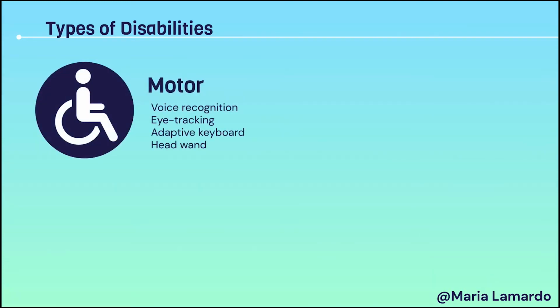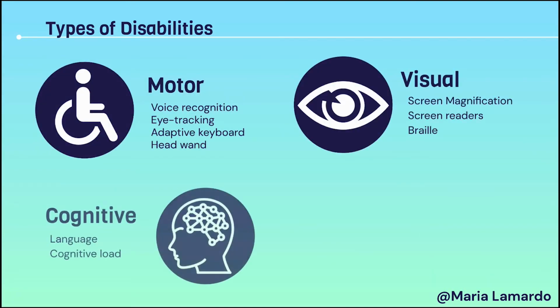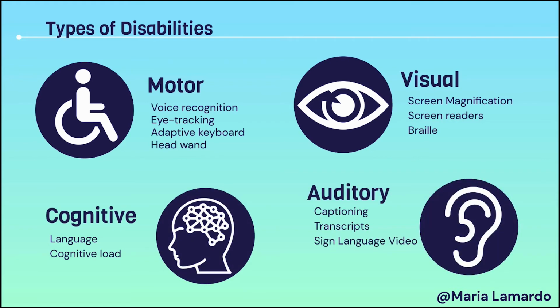There are different types of disabilities, and each of these types is going to affect how the user interacts with the web. There are motor disabilities, visual disabilities, cognitive, and auditory, and more, but we're going to focus on these today. For motor disabilities, users might rely on voice recognition or eye tracking software, or even adaptable keyboards, whereas visually impaired users might be using screen magnification or screen readers or even Braille.